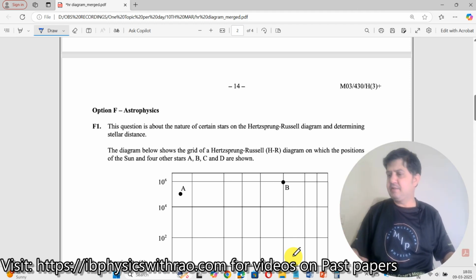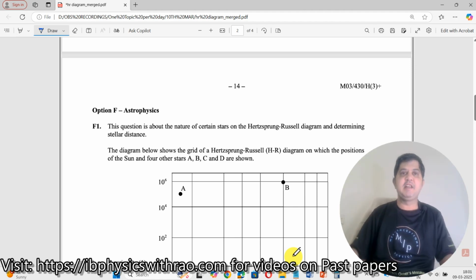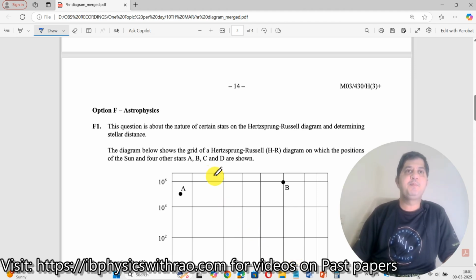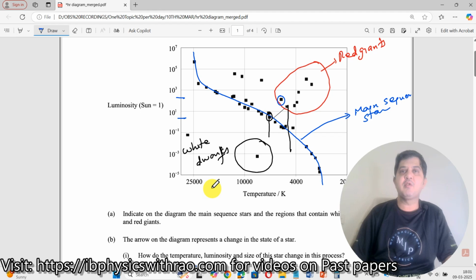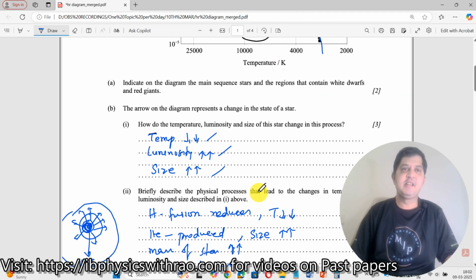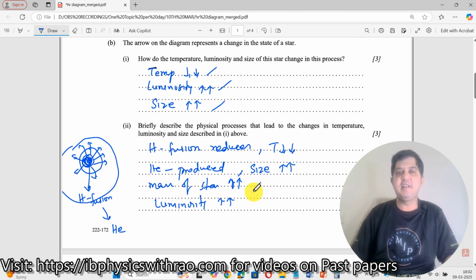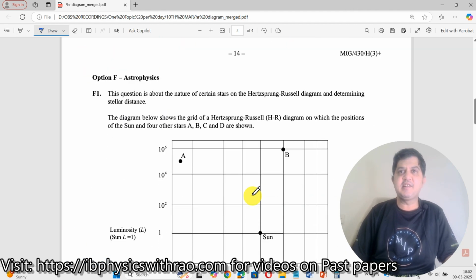Good morning once again. Welcome to the second problem in the HR diagrams. In the previous problem, the first problem, we looked at how to interpret the HR diagrams. Where does the main sequence star lie? Where does the red giant star lie? And then what happens when a star transits from a main sequence to the red giant or its supergiant? Let us look at the second problem.